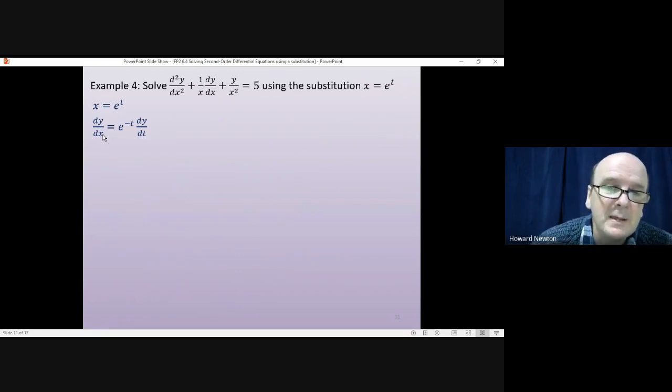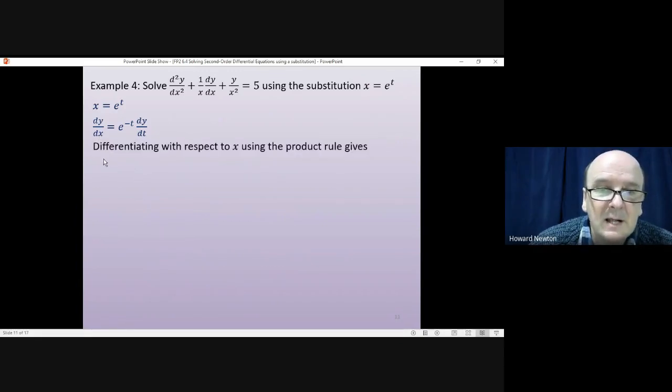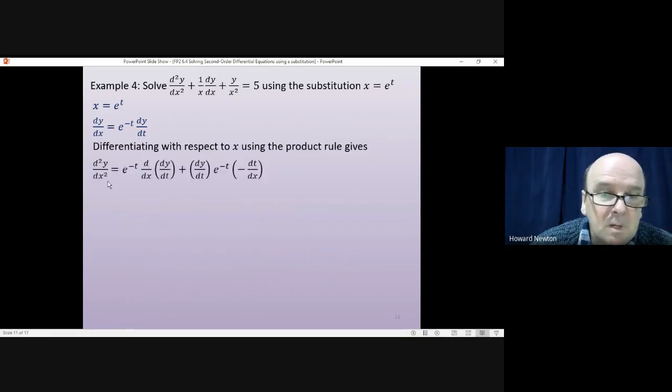So we were given x, we worked out dy by dx, now we need to work out d2y by dx squared, which means that we differentiate both sides with respect to t. On the left-hand side, I'll get d2y by dx squared, and on the right-hand side, I'll have to use the product rule. So we get d2y by dx squared, writing down the e to the minus t is that. Differentiating dy by dt with respect to x gives me that. Then write down the dy by dt, and then differentiate e to the minus t with respect to x, which gives me e to the minus t. And then when I differentiate the minus t with respect to x, I get the minus dt by dx.